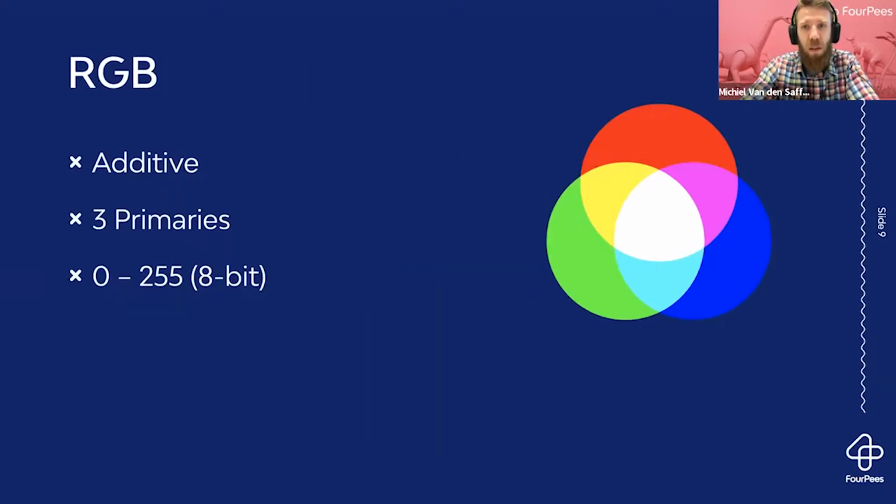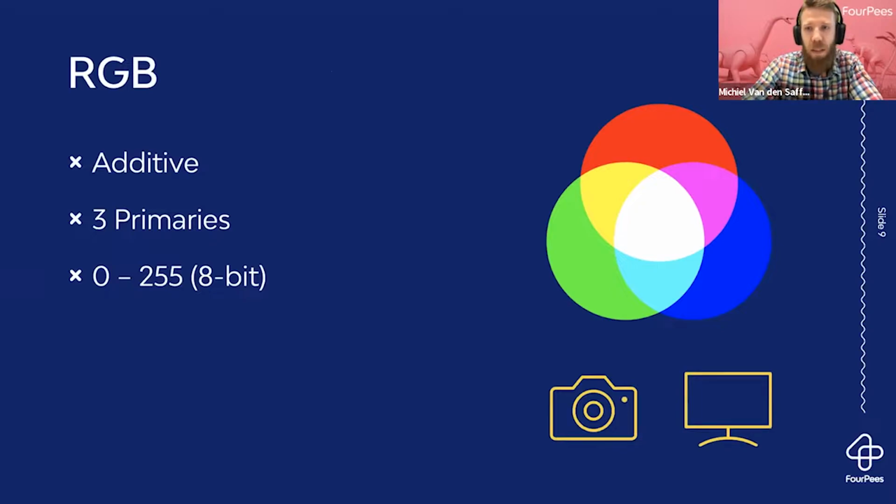So moving to RGB, it is an additive color space. Light plus light equals more light. So our primaries are actually darker than our secondaries would be. RGB is the color space used for cameras, for screens, anything that uses light to give you an image.